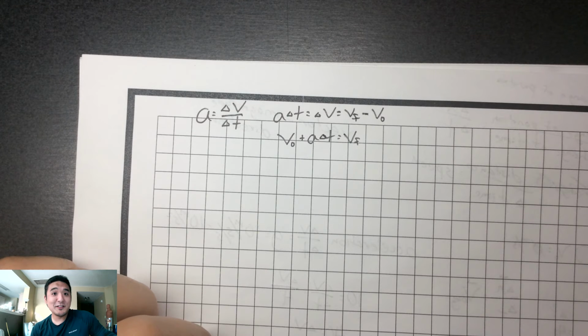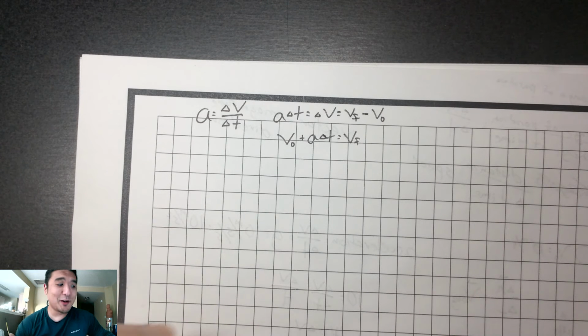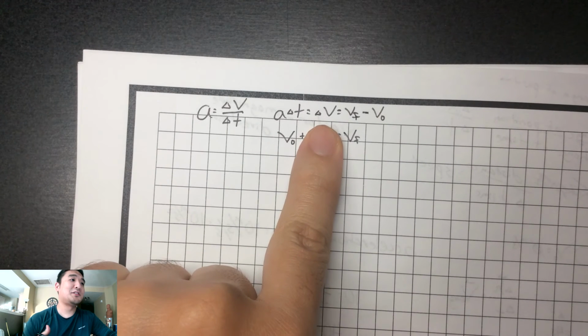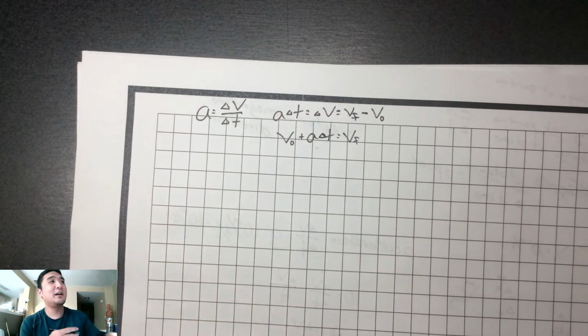for kinematics, the description of motion, how things move, or just what's going on. So if something is not accelerating, then that's a zero, and we can say the initial velocity is equal to the final velocity. Easy stuff.